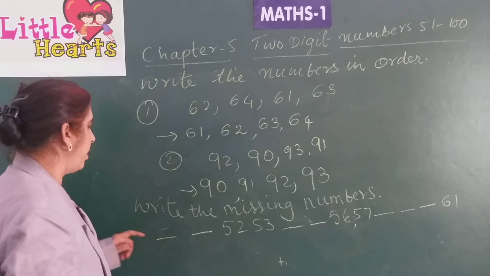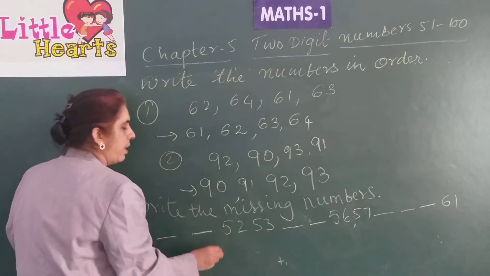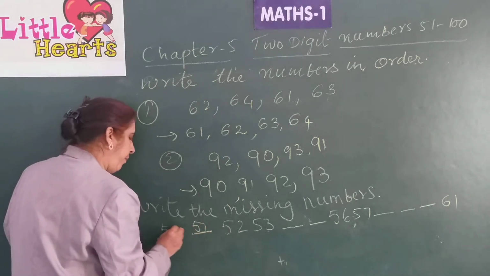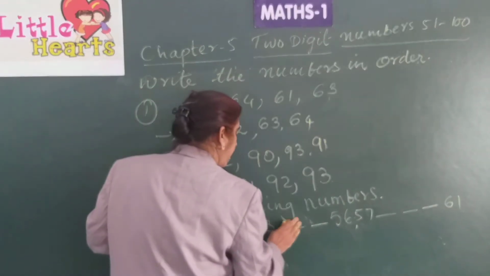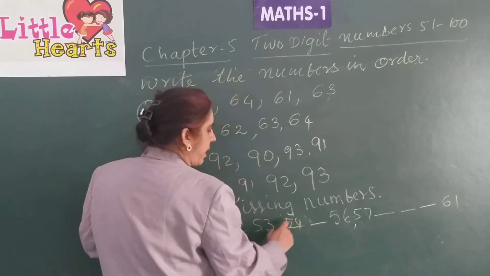Write the missing numbers. There are two blanks before 52 and 53. Before 52 comes 51, before 51 comes 50. So 50, 51, 52, 53. After 53 comes 54.